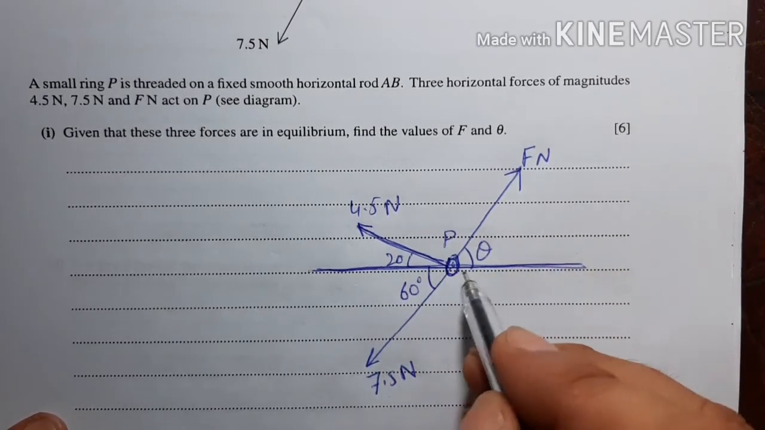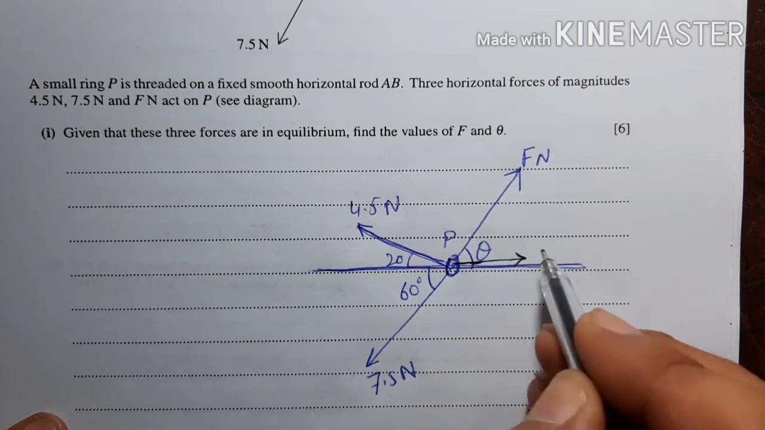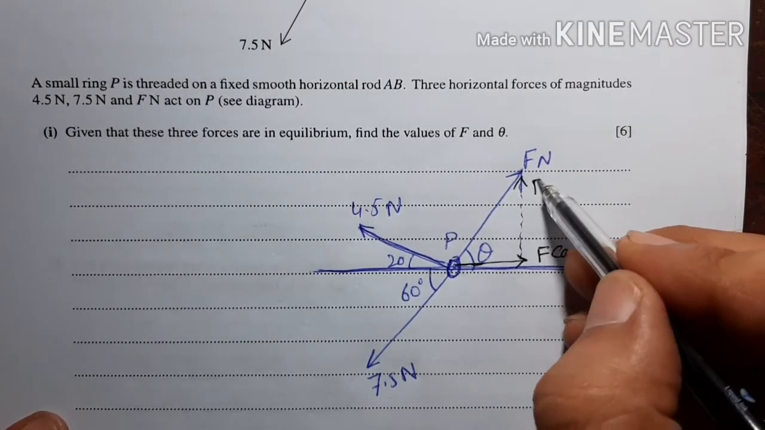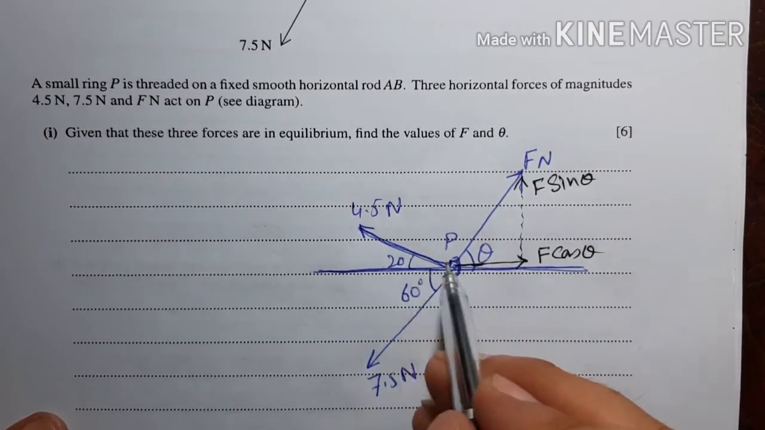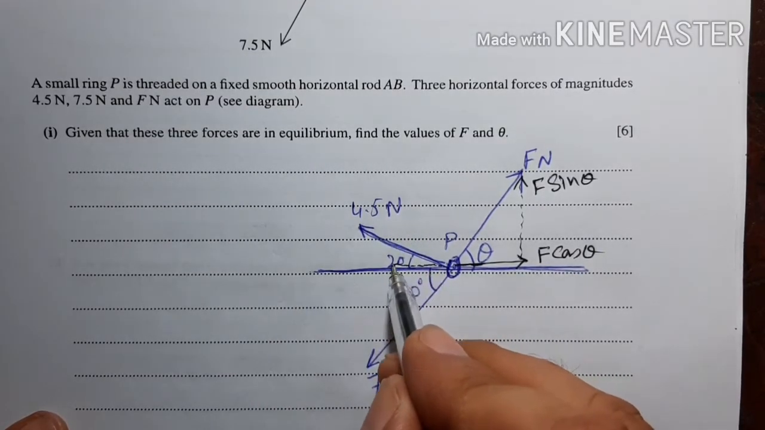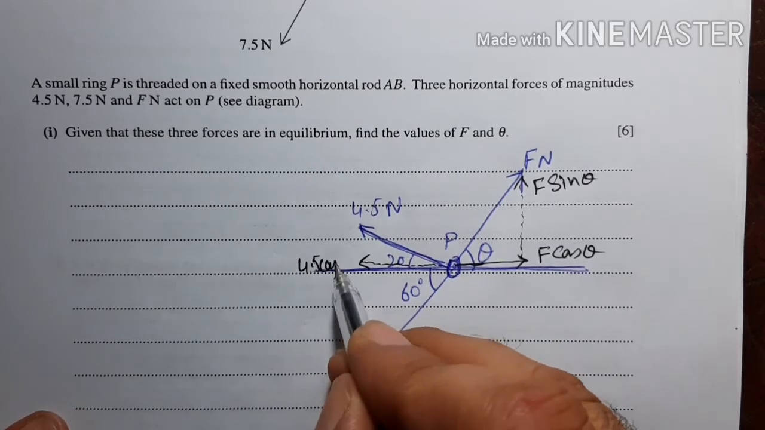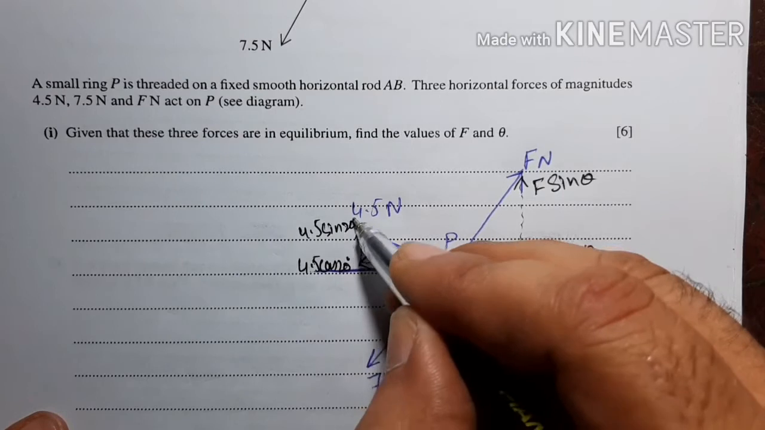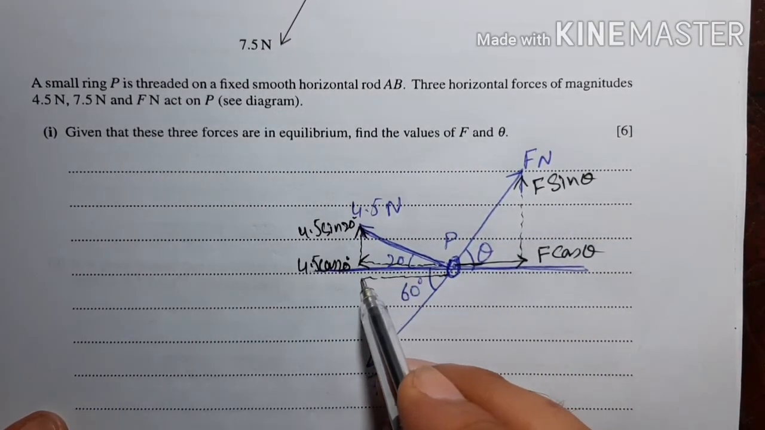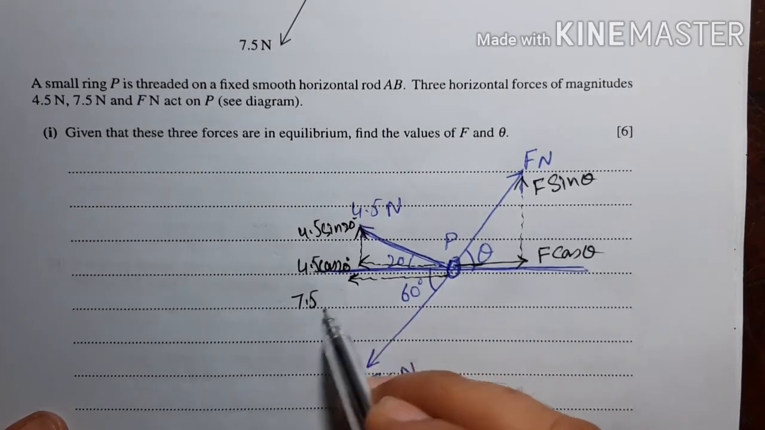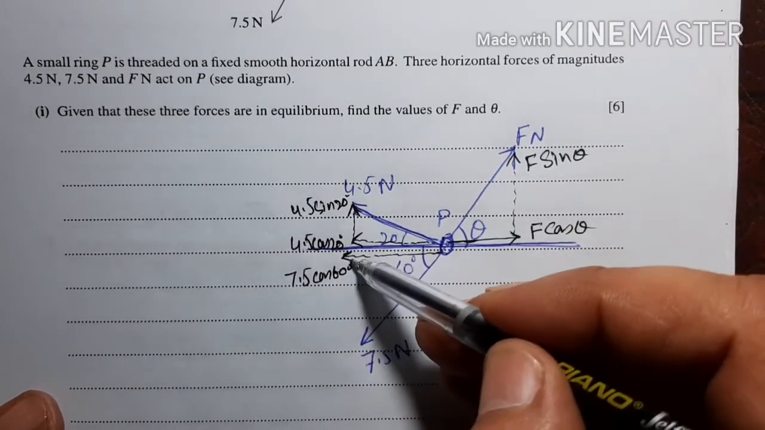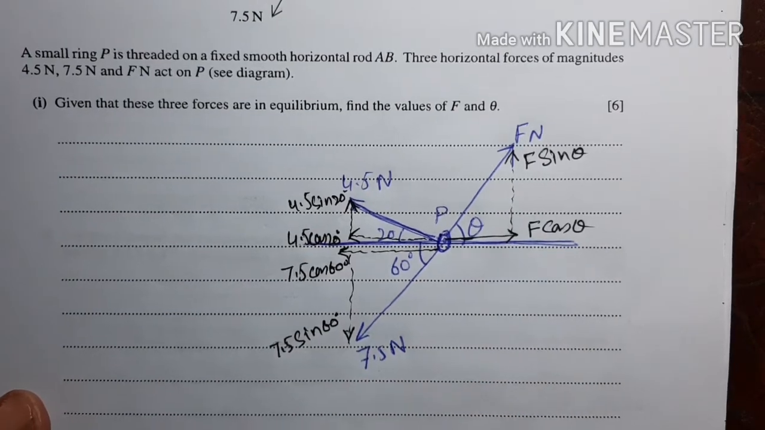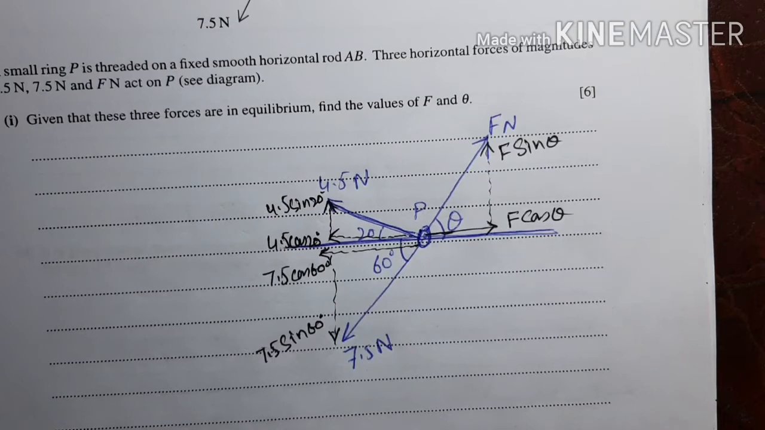Okay, first of all I'll split all these forces into their rectangular components. This is my F cos theta because this is the horizontal component. This is F sin theta because this is the vertical component. In the same way, I'll split this force into its rectangular components. This is 4.5 cos 20 and this will be 4.5 sin 20. Okay, this is upward. Now this will be 7.5 cos 60 because this is the horizontal, and this will be 7.5 sin 60. So these are all the rectangular components.